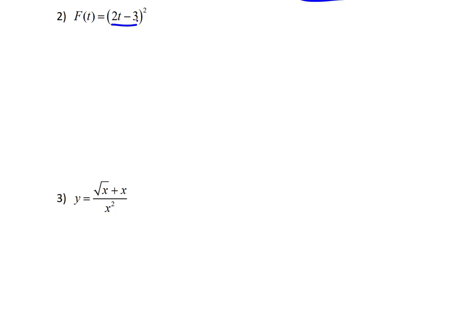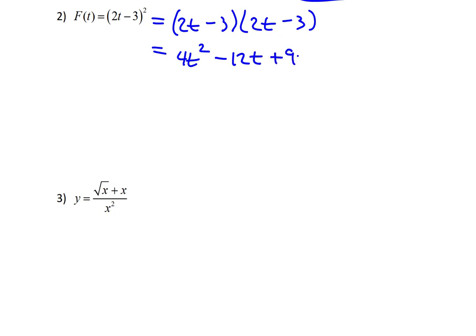Now, there is a way to handle something with this kind of base, but that's a later rule, so more coming on that. So in order to use the rule we have right now above, what we're going to do is first just expand this function. So when we see 2t minus 3 all squared, of course we know that means 2t minus 3 times 2t minus 3, and we can FOIL that together, which would end up giving us a 4t squared minus 12t plus 9.